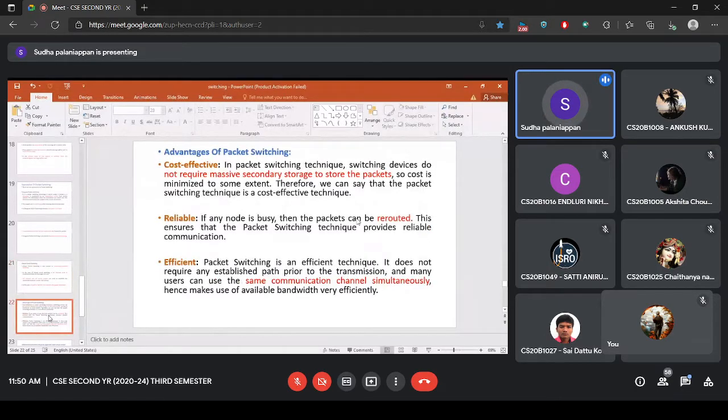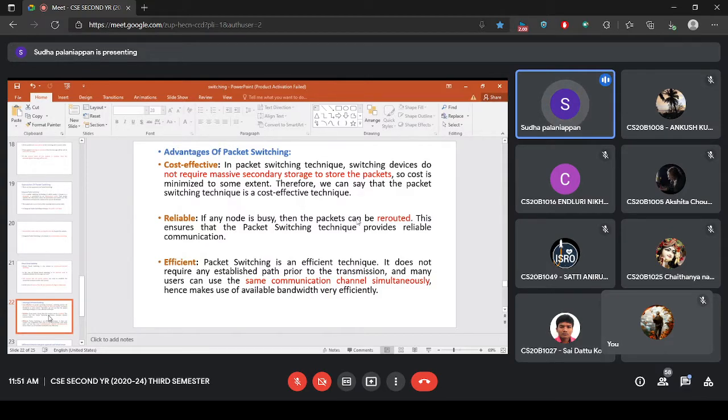And the advantages of packet switching are that it is cost effective, reliable, and efficient. Cost effective, since it does not require massive storage. In circuit switching, we had the term store and forward. Here we don't need to store the data. The intermediate nodes will just transfer the packet to the next node. There is no secondary storage needed to store the packet, so it is cost effective.